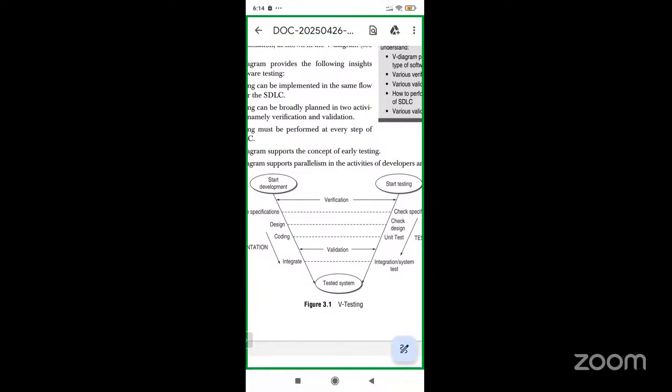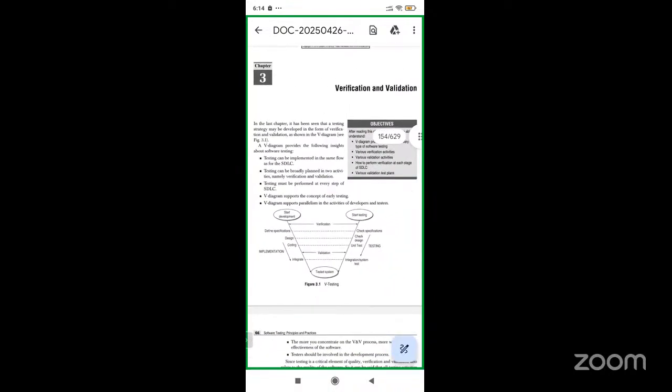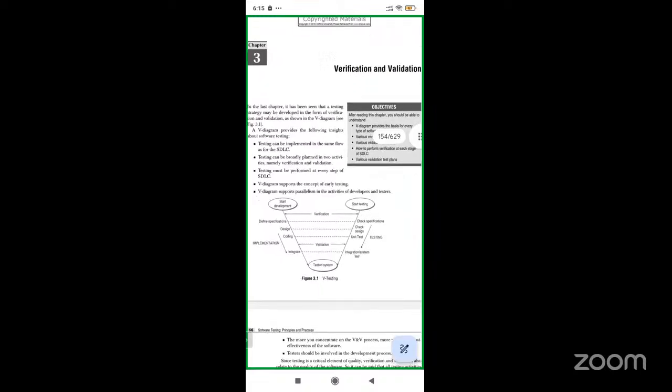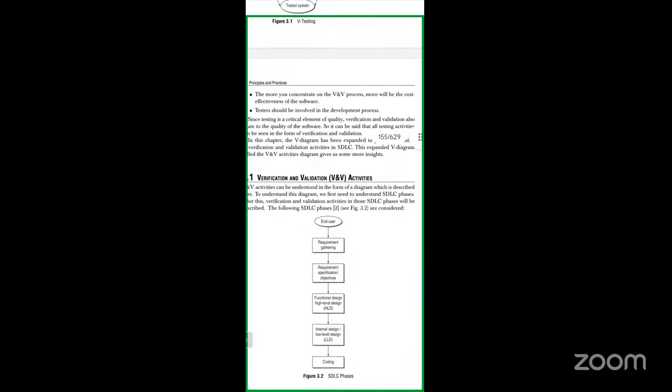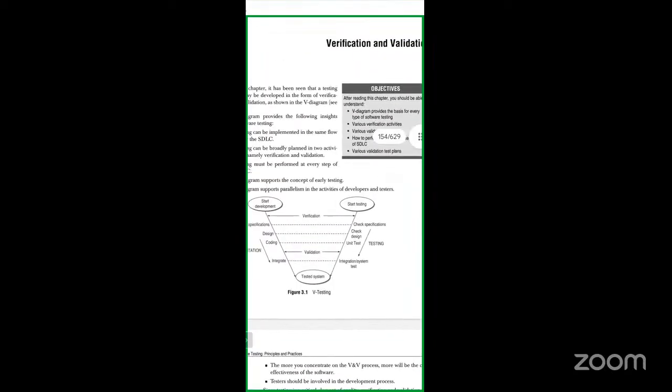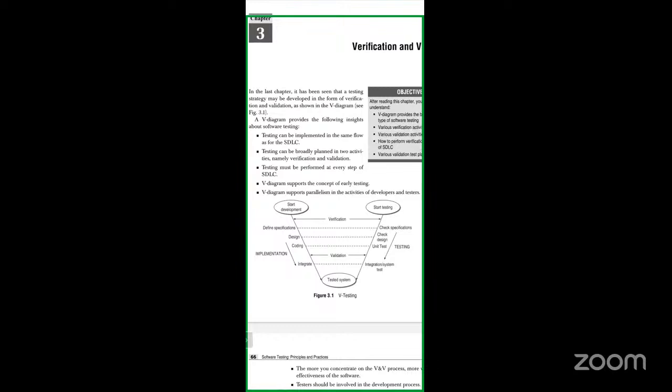So this complete process, which is undergoing in this particular figure, we are going to call the V testing. V testing is for verification and validation. Verification is done on one side, and validation is also done parallelly. Verification and validation both are done with the help of V testing. That is the basics of verification and validation. So I hope V testing is clear.